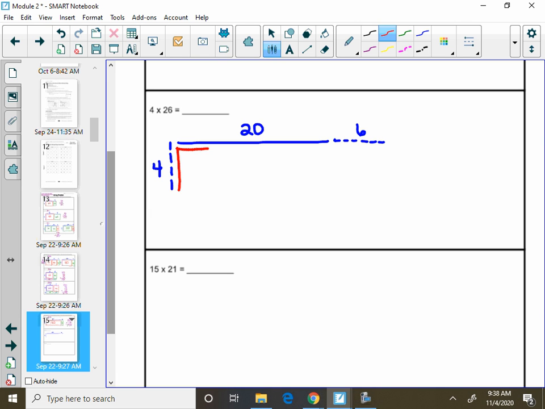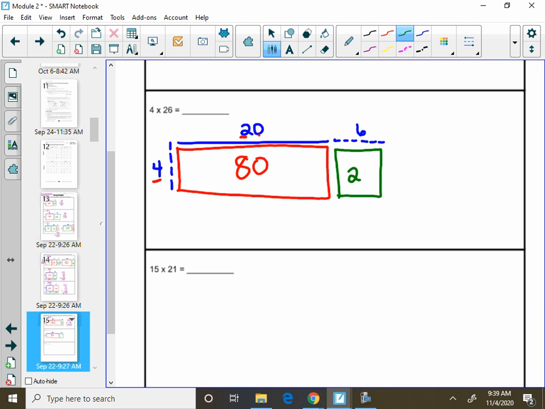4 times 20. Could you count by 20s? 20, 40, 60, 80. You could, right? Or you might think 4 times 2 is 8. A 0 in the problem, a 0 in the answer. And the last section is 4 times 6, which is 24. So now that we've multiplied each individual section, now we add all the sections together. To get a final answer of 104.